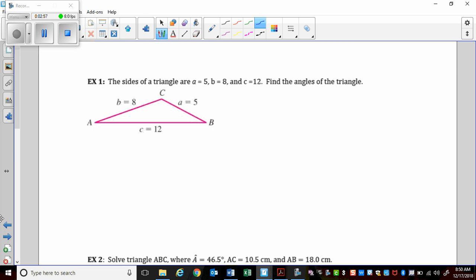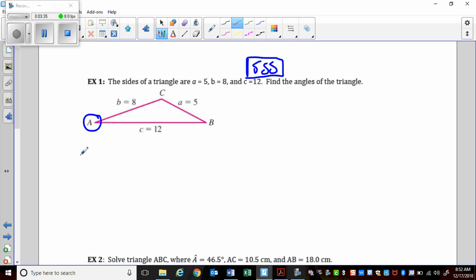It says the sides of the triangle are 5, 8, and 12. We need an angle. So this is side, side, side. We can use the law of cosines to find, let's try angle A first. It doesn't matter which one you start with. I'm going to say, let's start with angle A.